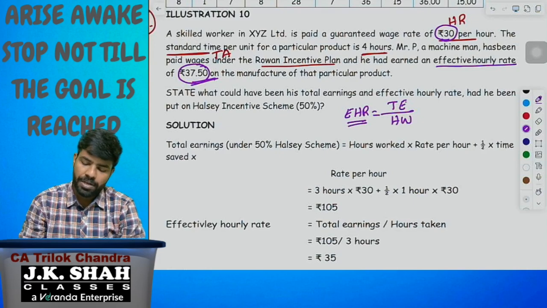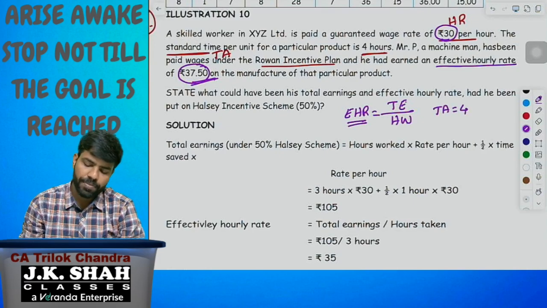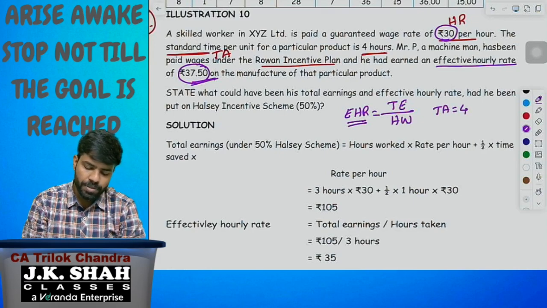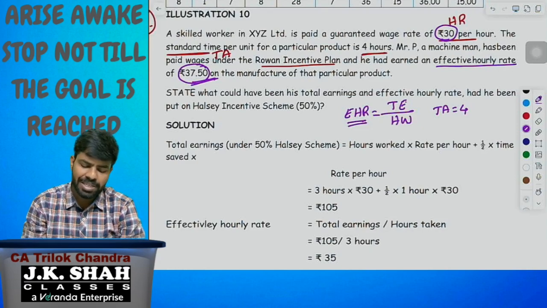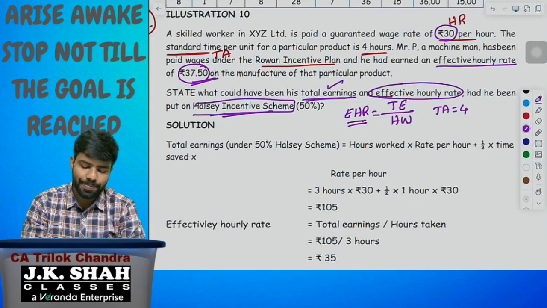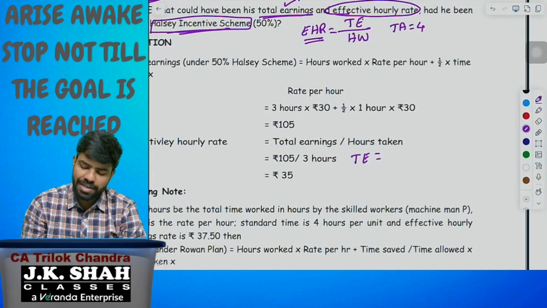Now look at the question. Time allowed equals 4. Let us look at the requirement. State what could have been his total earnings and effective hourly rate had he been put on the Halsey incentive scheme. So they are asking two things. Number one, total earnings, and again, they are asking to calculate the effective hourly rate if he is working under the Halsey scheme.